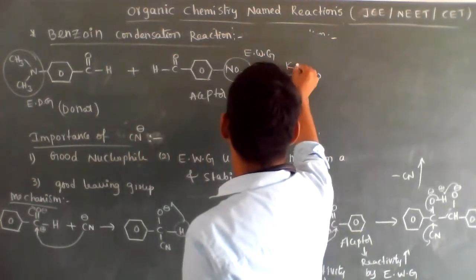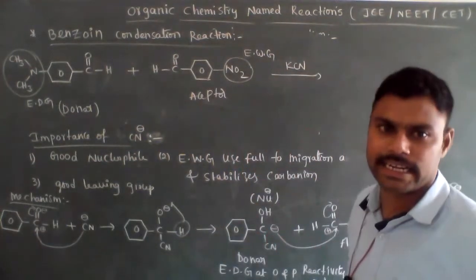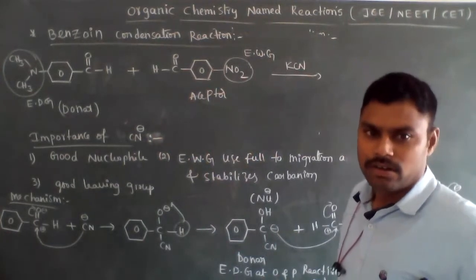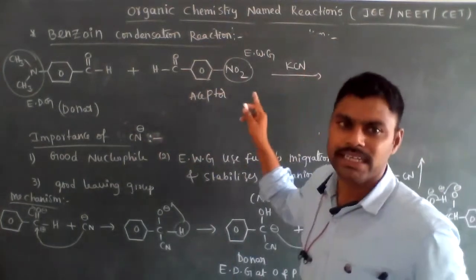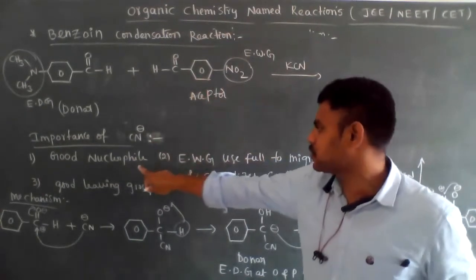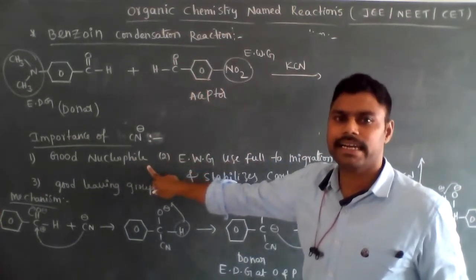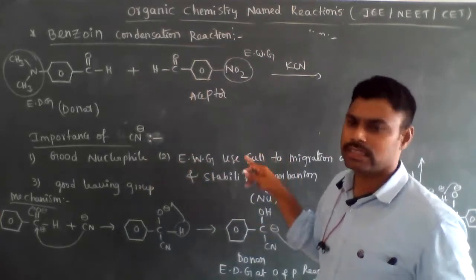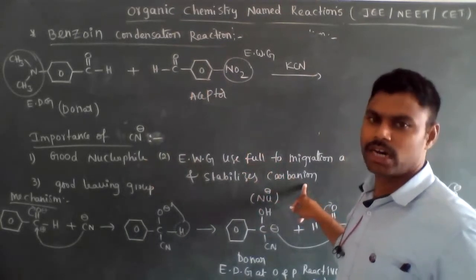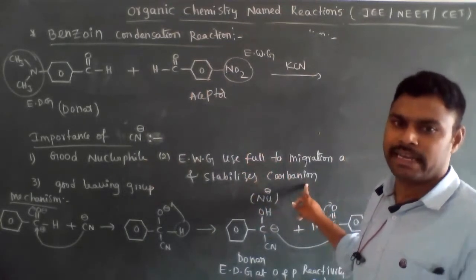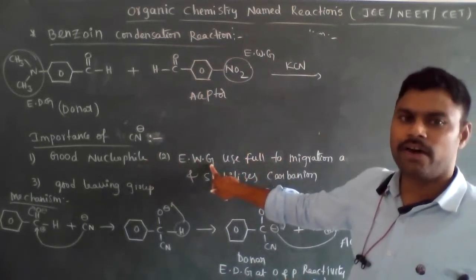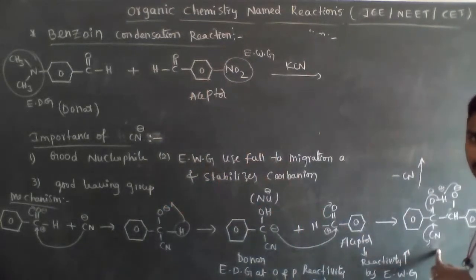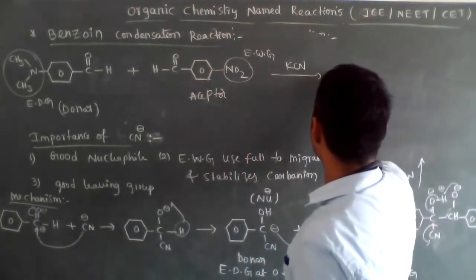In the presence of potassium cyanide. Potassium cyanide acts as a catalyst and it plays the main role in benzoin condensation. First CN minus initiates the reaction because it acts as a good nucleophile, and generates a carbanion by migration of the proton from carbon to oxygen. The negative charge at carbon will be stabilized because CN minus is an electron withdrawing group. After that CN minus comes out again because it acts as a good leaving group. Now what is the product?